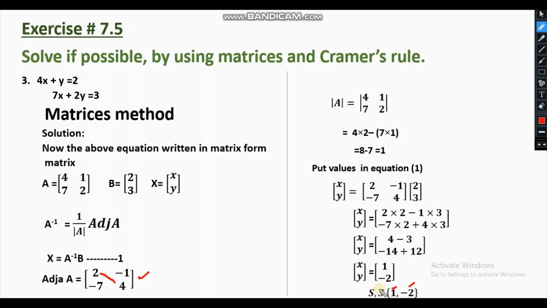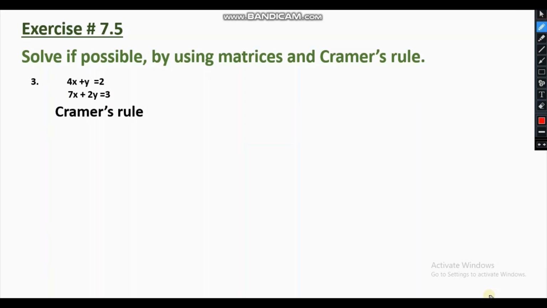So this is how we determine the values of x and y by the matrix method. Question number 3. Now we will find it through Cramer's rule. Question number 3 again, Cramer's rule. Solution: the above equations written in matrix form.